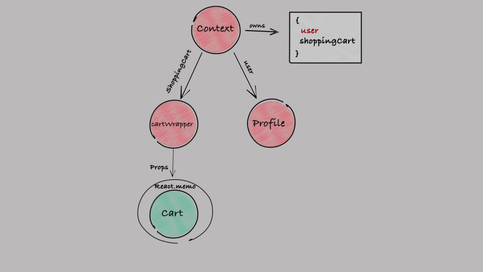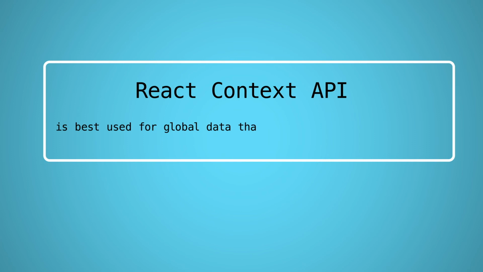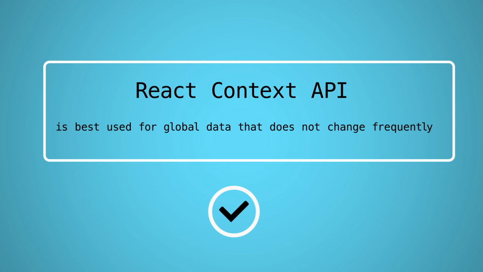And that's it. Now that we know how context updates propagate to components, we hope that the original recommendation makes more sense. React Context API is best used for global data that does not change frequently. Depending on your project requirements, this might just be enough for your needs.